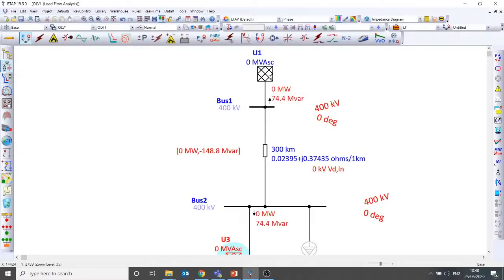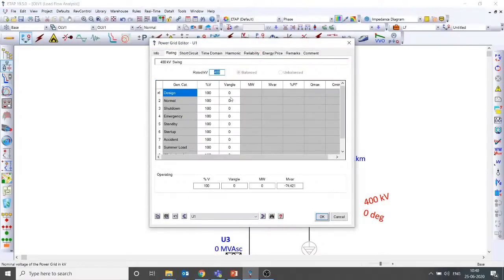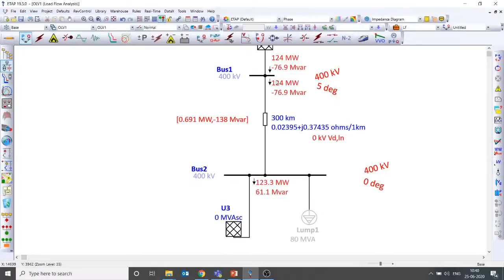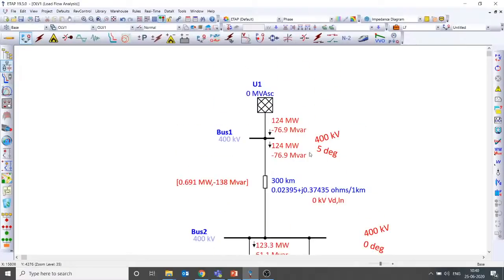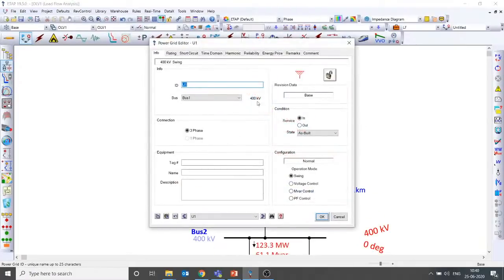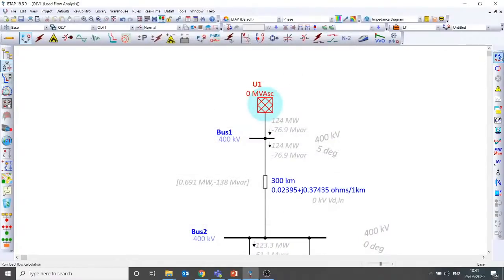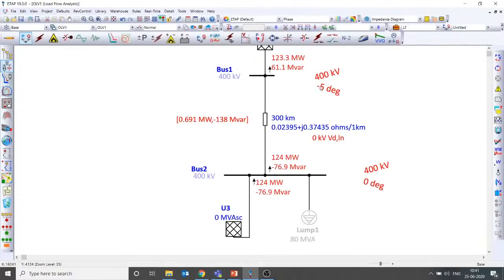Instead, if I change this angle from 0 degree to, for example, 5 degrees, then you can easily understand that real power will flow from the higher angle, which is at 5 degrees, to the lower angle. So real power is flowing from bus 1 to bus 2 because bus 1 is at 5 degrees and bus 2 is at 0 degrees. So real power is flowing from higher angle to lower angle. I believe that's clear. If I make it -5, you can see the power flow is just reversed. This is at -5 degrees and this is at 0 degrees, so real power is always flowing from higher angle to lower angle.